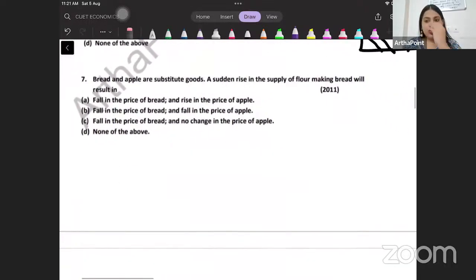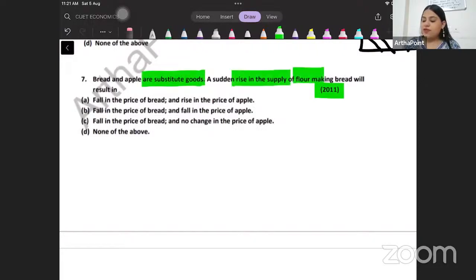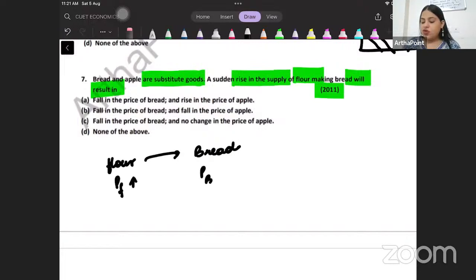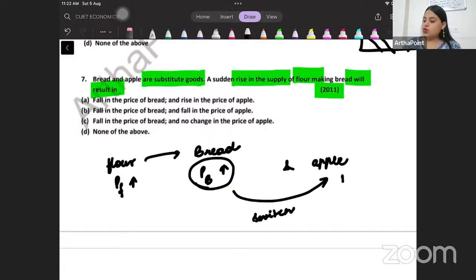So beta, this question came in year 2011. Let's read the question. Bread and apple are substitutes. A sudden rise in the supply of flour making bread will result in. So let's think about it. Flour is used to make bread. If flour becomes expensive, bread will also become expensive. Bread and apple are substitutes. So when the price of bread increases, people will switch towards apple. So the demand of apple will increase. Right? So just think about it.